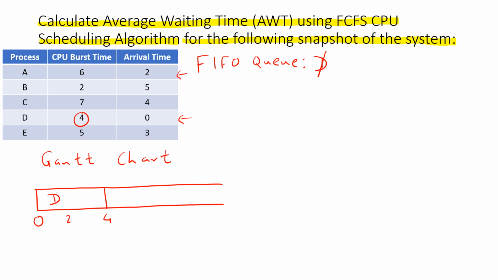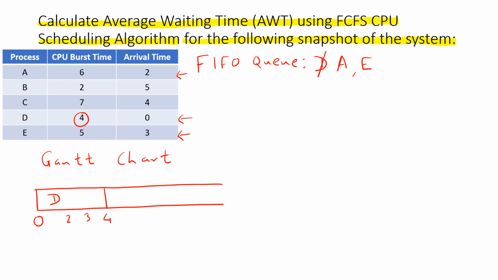a new process arrives in the system, which is process A. But process A will not disturb the currently running process, rather it will come and sit quietly in the queue. Similarly, at time unit 3, another process E enters the system. Process E will also not disturb the currently executing process D because the algorithm is non-preemptive. Process E will simply sit in the queue, which is a first in first out queue.